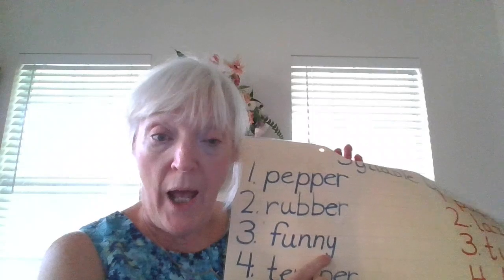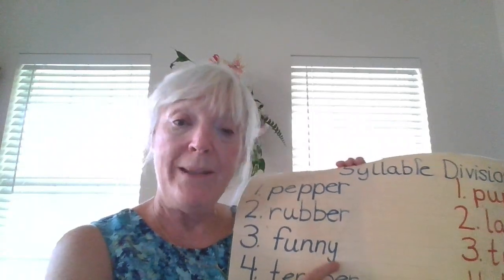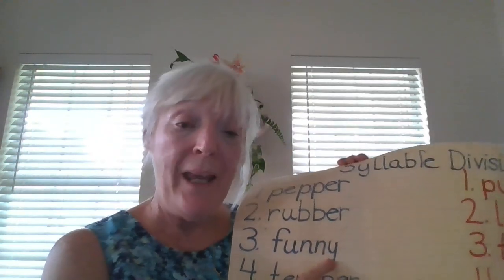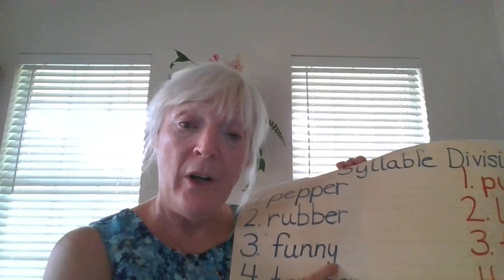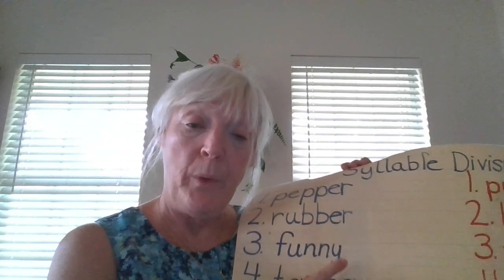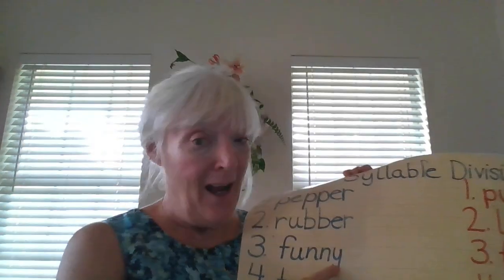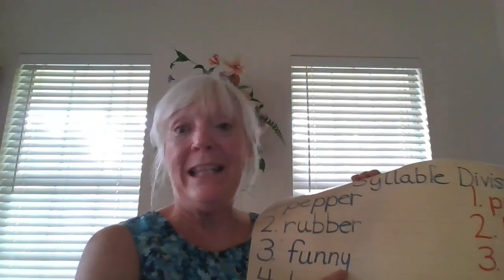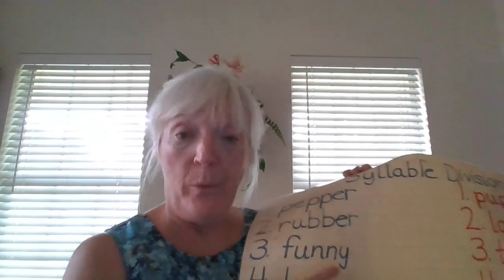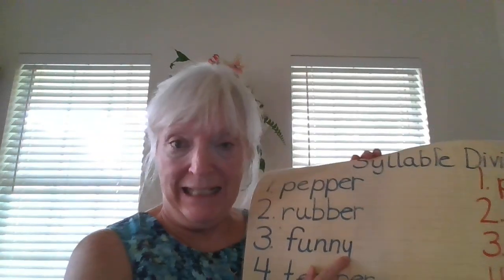But we have Y. And I told you Y has another sound. When Y is at the end of a longer word, a two or three syllable word, the Y is going to say E. So it's not going to say I like it does in a short word. It's not going to say yeah like it does when it's first in the word. It's going to say E.